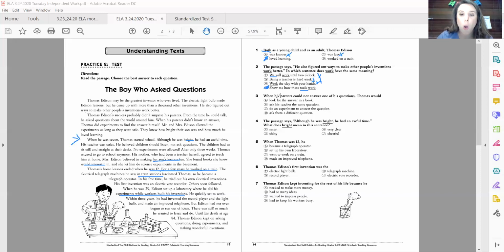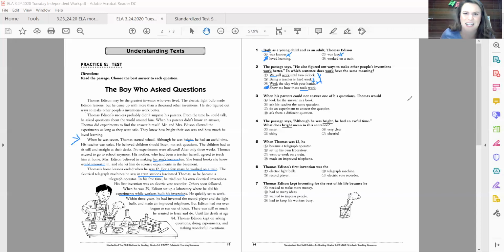Number 3. When his parents could not answer one of his questions, Thomas would. So these friends, this is a cause and effect question. Because his parents couldn't answer his questions, he did this. So what did he do? That's what we need to find. We need to find the effect. Did he, A, look for the answers in a book? That seems pretty cool, but I don't remember him saying anything about reading a book. Ask his teacher the same question. That would be a good solution, but let's see. Do an experiment to answer the question. Ooh, those problem-solving skills. Or ask them a different question. Well, that doesn't really solve his question, though.